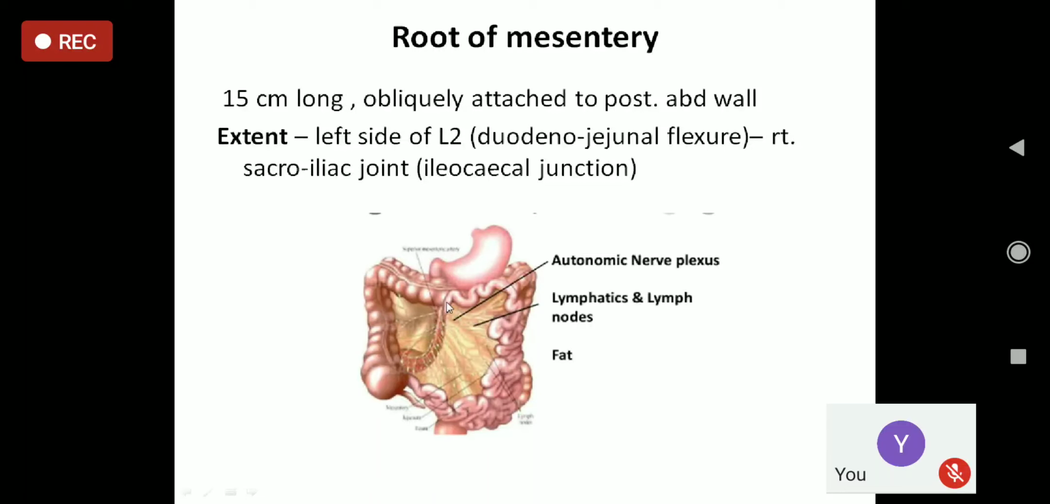Okay, so it extends from the duodenojejunal flexure. So this is the duodenojejunal flexure here. It extends from the duodenojejunal flexure to the right side, that is the ileocecal junction. So this is the ileocecal junction. So it extends from the duodenojejunal flexure to the ileocecal junction, or you can write it extends from the left side of the second lumbar vertebra L2 up to the right sacroiliac joint. So this is the extent of the root of the mesentery. Okay, it's running obliquely, so you have to remember it's coming from left to the right side. L2 to the right sacroiliac joint.